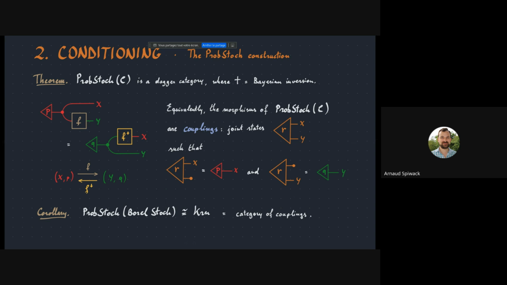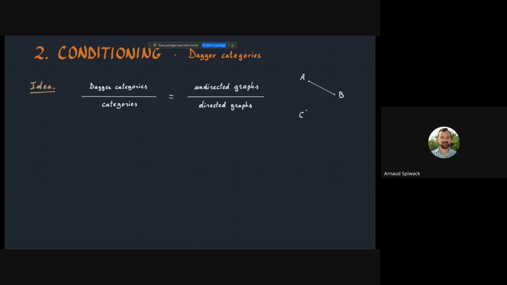So I know that's not a very standard concept, so let me give you a little primer on how this works. Very roughly, a dagger category is to a category as an undirected graph is to a directed graph. In an undirected graph, you see like here, A and B, two things connected by an edge, but they are not the same point. It only means that you can go from A to B, then you can also go from B back to A, but they're not the same.